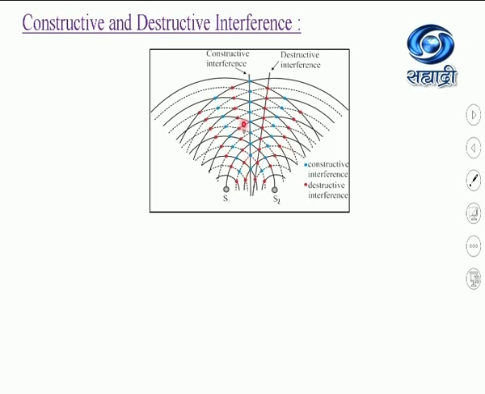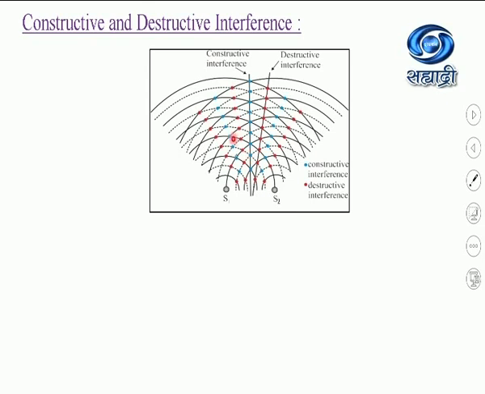These two waves travel in the medium and they overlap with each other at different points. When the crest of one wave overlaps with the crest of the other, or the trough of one wave overlaps with trough of the other, the resultant displacement at that point is maximum, the resultant amplitude is maximum, and the constructive interference takes place at this point. All the points where the constructive interference takes place are shown by blue dots.